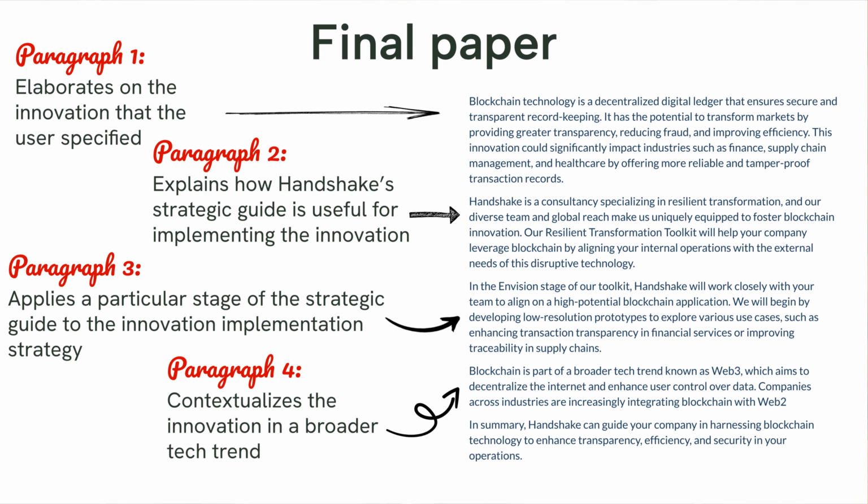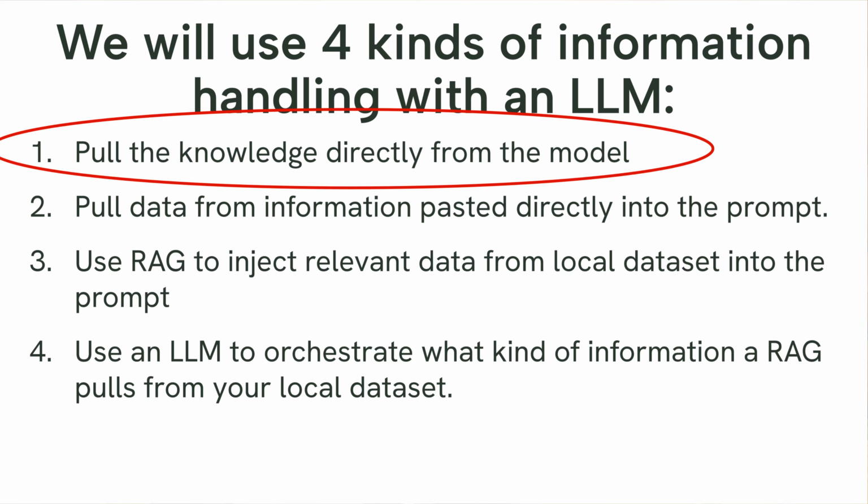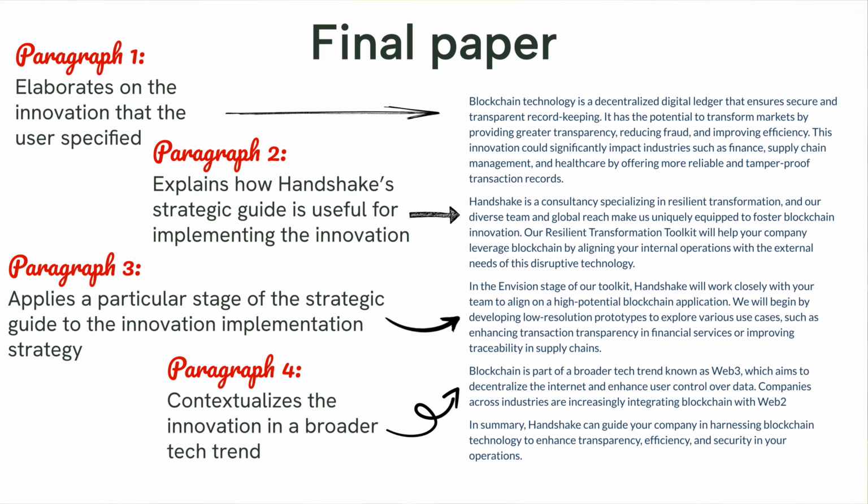Alright, so as I said, the first paragraph just takes the innovation the user specified and elaborates on it. This is the type of information we get by just asking the model to pull insights from its own know-how about that innovation. The second paragraph will explain in general terms how a strategic plan which Handshake developed, called Resilient Transformation Toolkit, can be of particular application to fostering the innovation that the user specified. In this section, the model generates from information that we copy-pasted directly into the prompt.